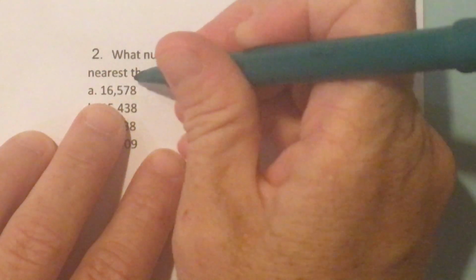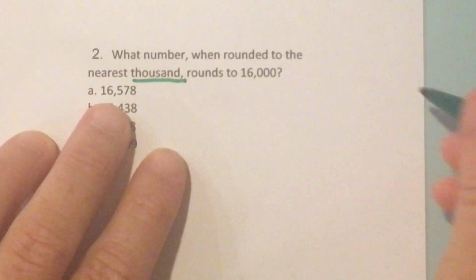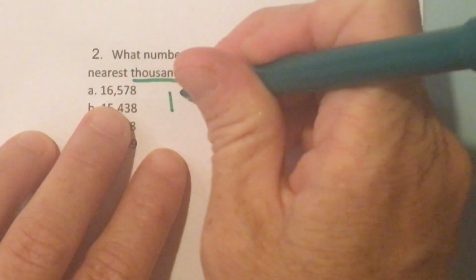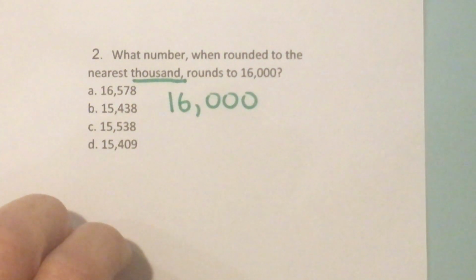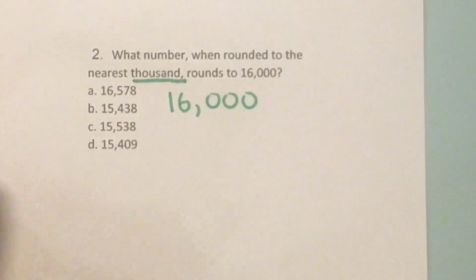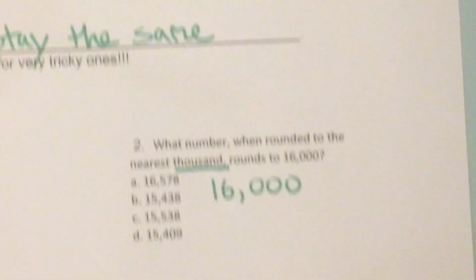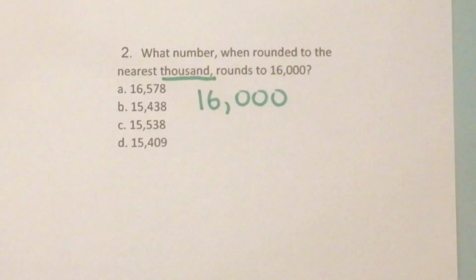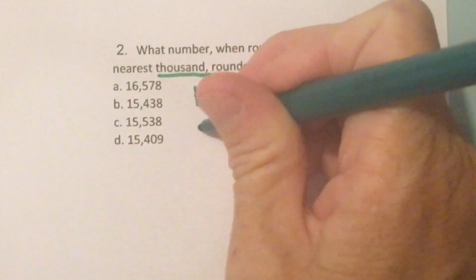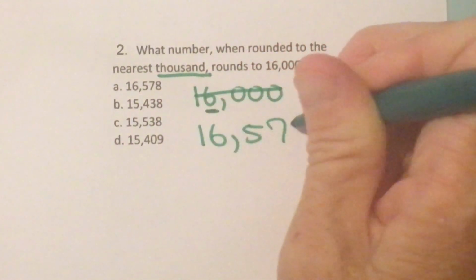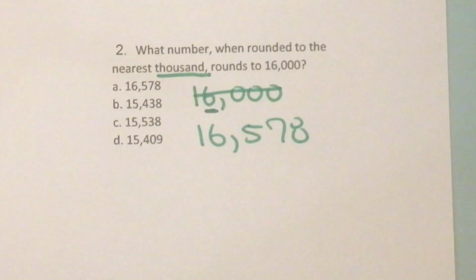Okay, so I'm going to first check A. It says, what number when rounded to the nearest thousand rounds to 16,000? Well, let's check A. So I'm going to rewrite it. Okay, well, which one's my thousands place value? You could use this to help you. You could write the numbers on top. Oh, I wrote the wrong digit. I'm so sorry, ladies and gentlemen. I meant to write A. Okay, let's try that again. So this is my thousands place value.